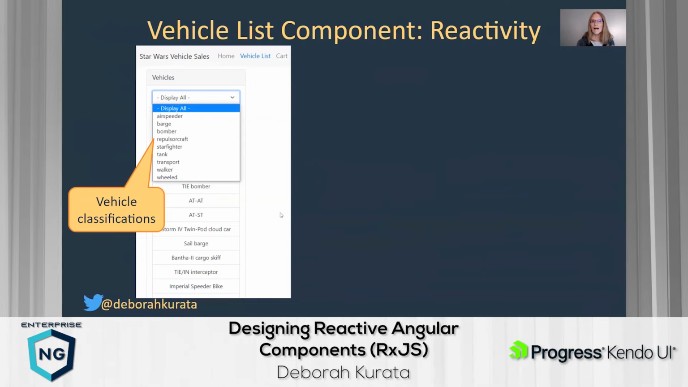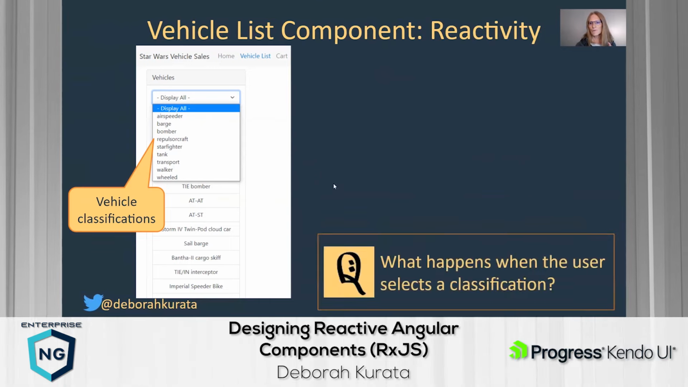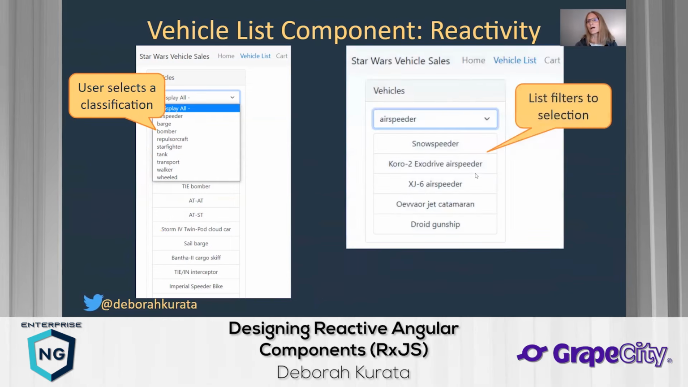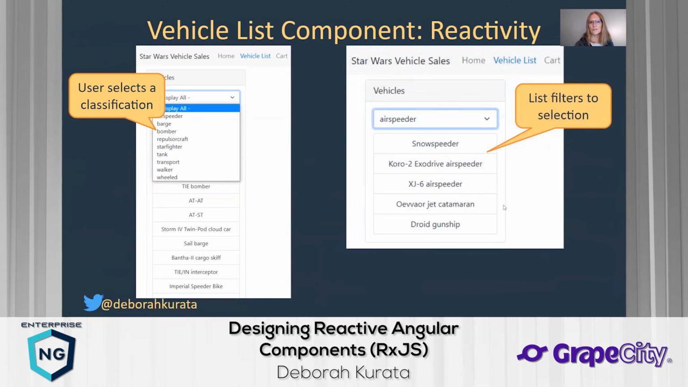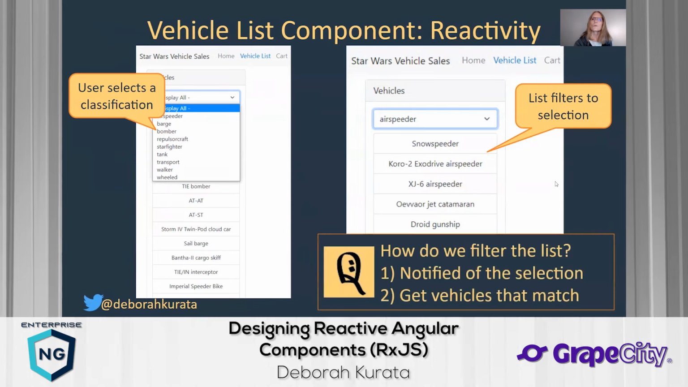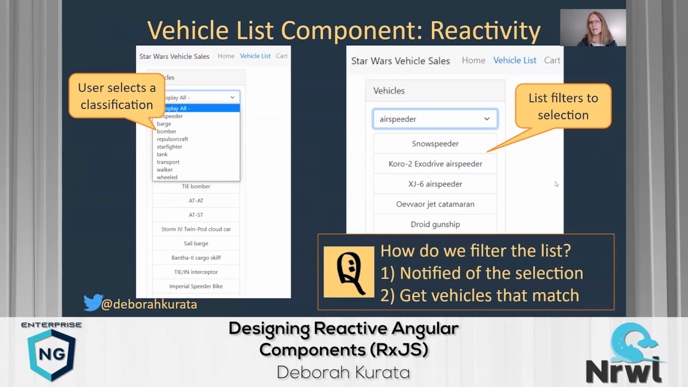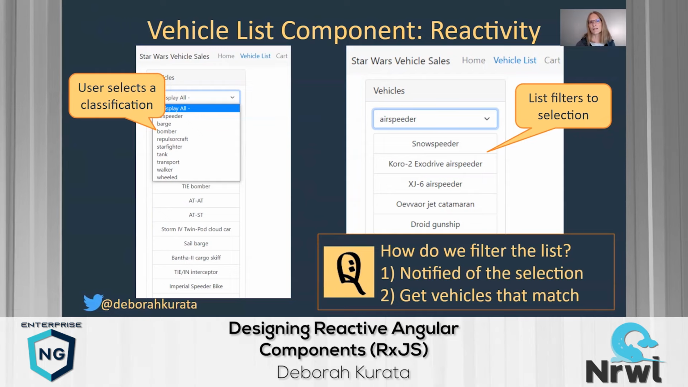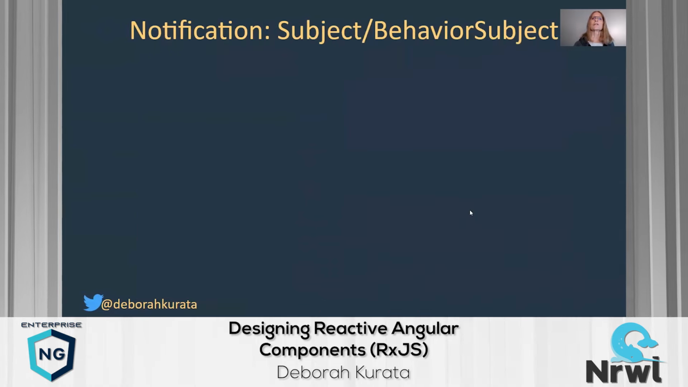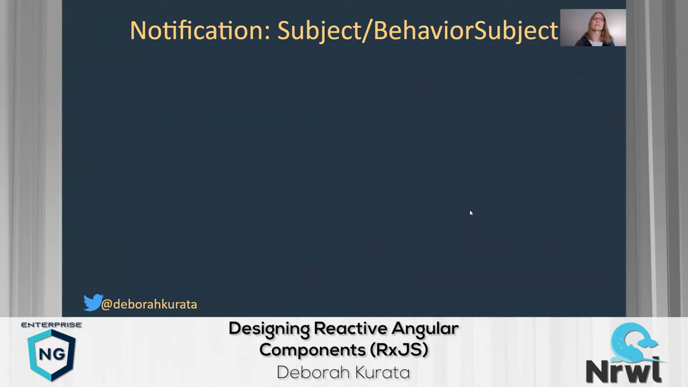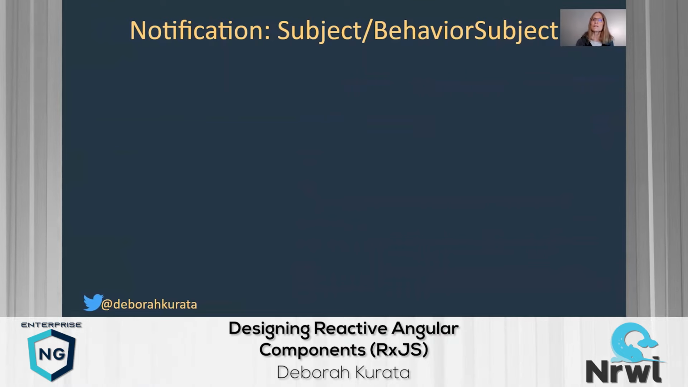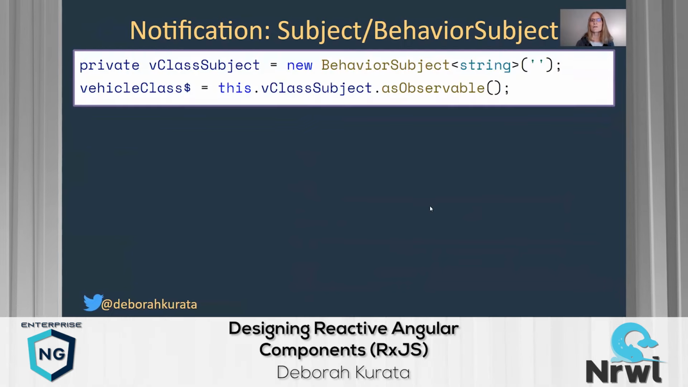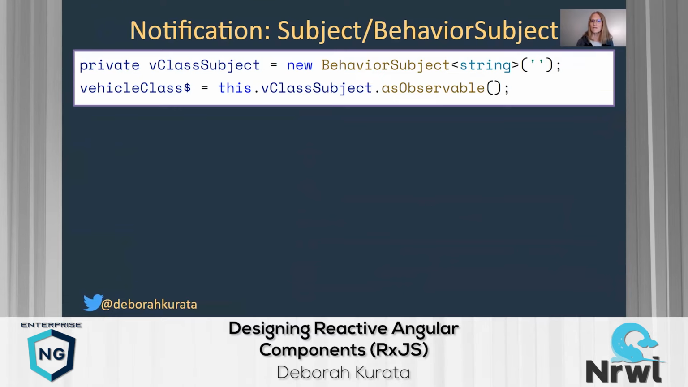Okay, reactivity. How is this thing going to react? Well, what happens when the user picks a classification? When the user picks one, we want to filter the list to that selection. How are we going to do that? First of all, we need to be notified of the selection. Then we need to filter to the vehicles that match that selection. Whenever we hear notification, that we're going to need to provide a notification, then we need to be thinking subject or behavior subject. Here is the two-line pattern that is normally used for defining a subject or a behavior subject.